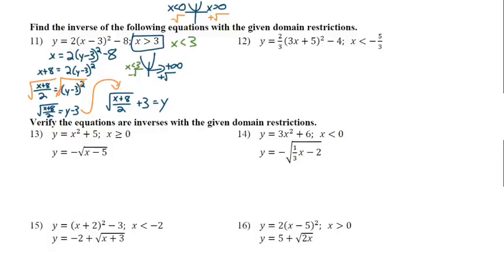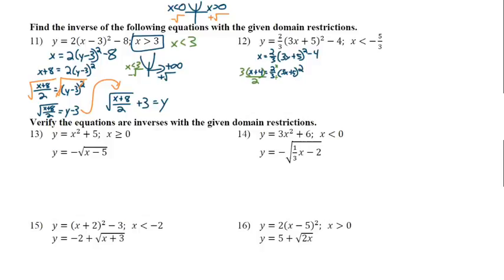Okay, hopefully you did number 12 by now. Again, first things first, we are going to switch x and y. So we got x equals 2/3 times 3y plus 5 squared minus 4. And we'll just start solving. Move the 4 over, so that's x plus 4 equals 2/3 times 3y plus 5 squared. To get rid of the fraction, remember the top part of a fraction multiplies and the bottom part divides. So we need to get rid of the 3, we've got to multiply by 3. To get rid of the 2, we need to divide by 2.